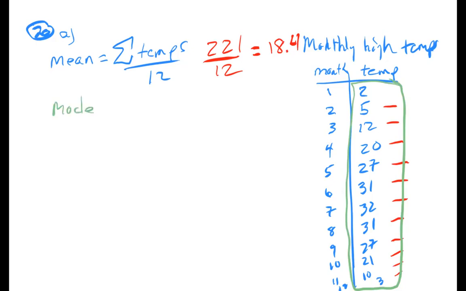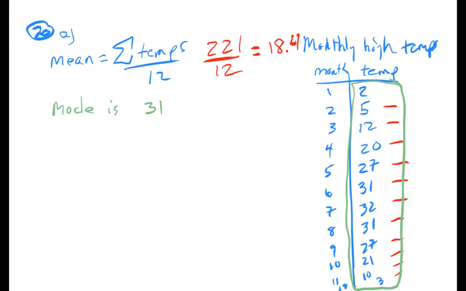Mode is not the middle number. That's the median, right? The mode is the number that occurs the most often. First of all, does a data set have to have a mode? No. Does this one have one? What is it? The mode is 31 because it shows up twice, for both June and August. Once again, a data set does not have to have a mode. It can have more than one mode, right? In this case, we only had one.